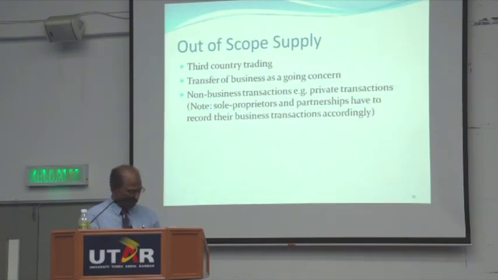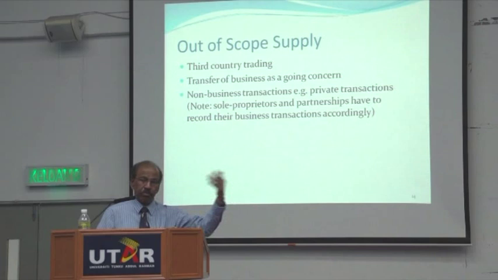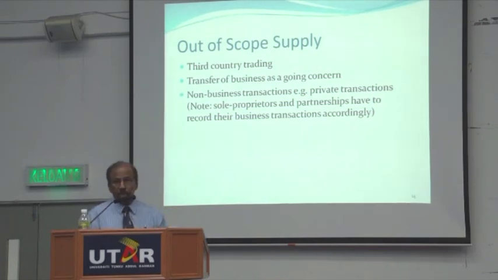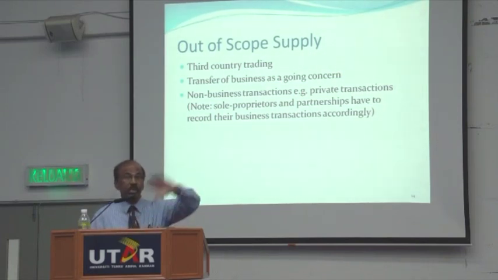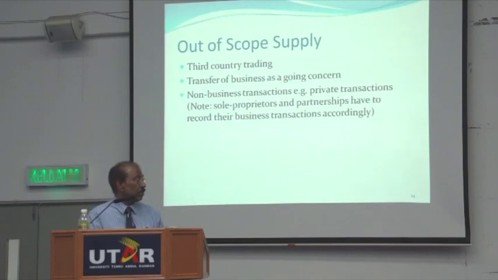Okay, so out of scope, as you see, third country trading, where a third country is involved, is out of the scope of GST tax. Certain things, like if you're running a business and you want to transfer the whole business to somebody else, then there's no GST on it. But if you're going to sell your business piecemeal, that means you're going to sell your assets to various parties, then GST is involved. But if you sell the whole thing as a going concern, no GST. So out of scope.